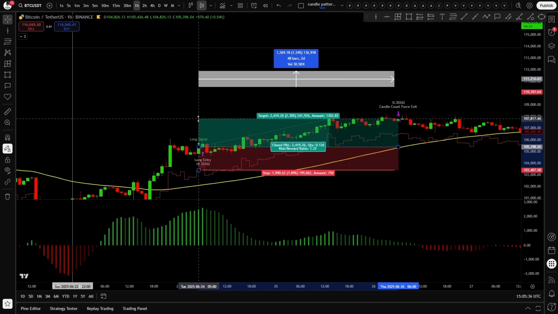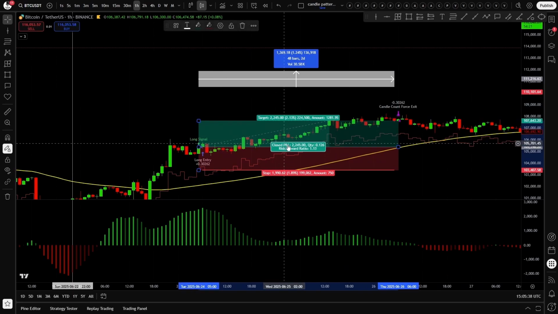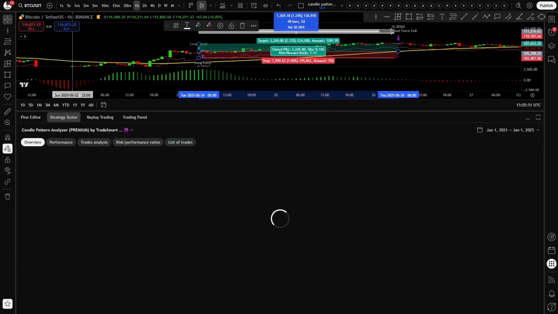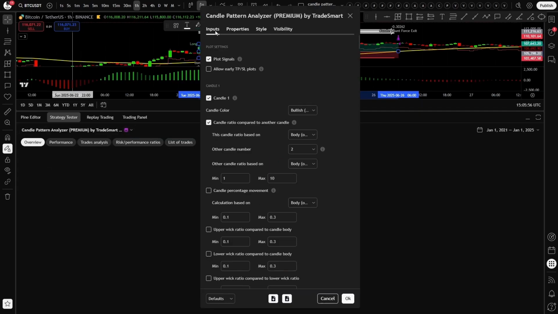But this trade was again another profitable one with a 1 to 1.13 risk-reward ratio, and it captured a 2% movement, which is pretty good. Okay, now that's the strategy, but what about the backtest results? Let's take a look. Before showing you the backtest results, let's talk about the position sizing and the fees.